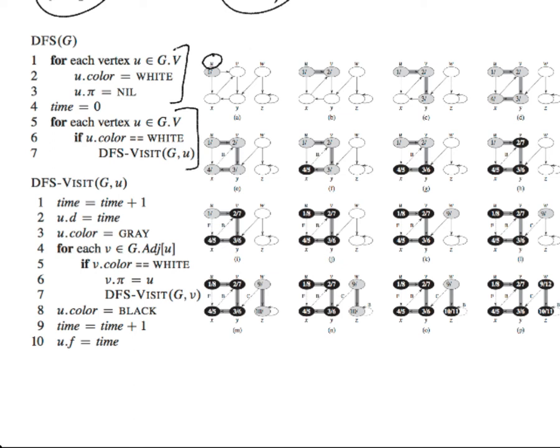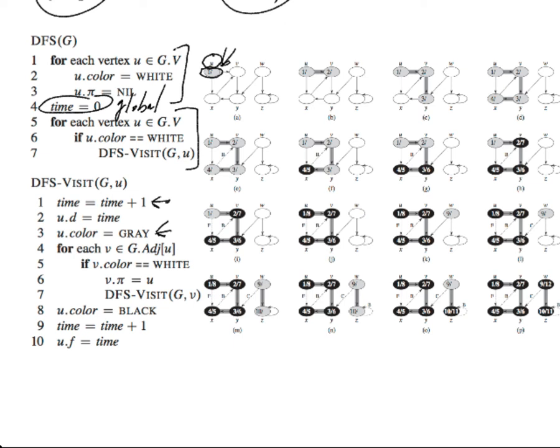If it's white, then we'll visit it. Okay, so we visit U. We set the time to be time plus 1. Now time is a global variable. And so we set U's time to be 1. I'll do this again with this figure where I can make it bigger. And then I'll set it to gray. So we set U to gray.